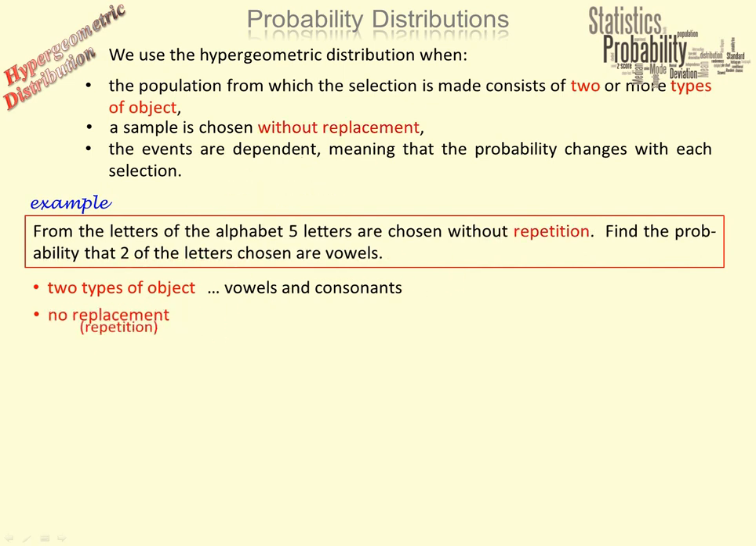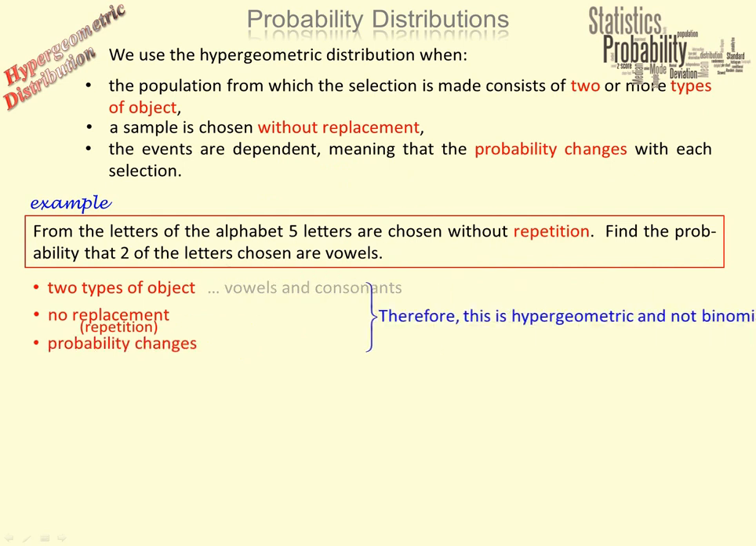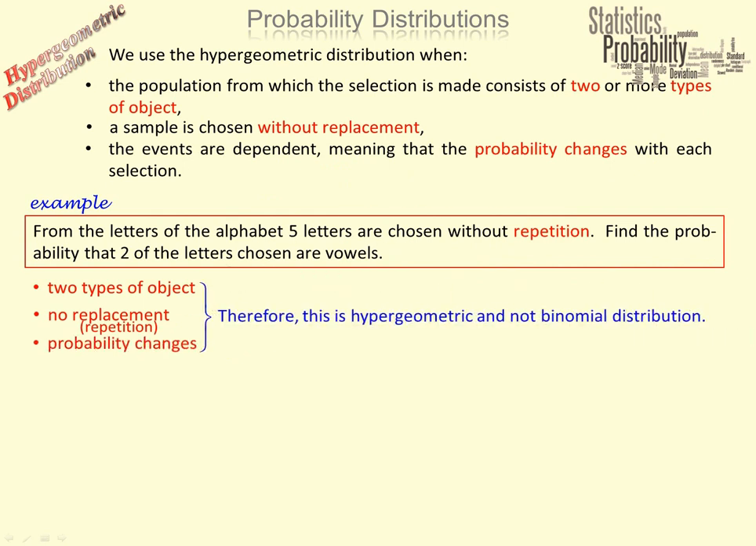No replacement. Well, the words without repetition say no replacement. Probability changes. It does because of the no repetition. Therefore, hypergeometric and not binomial.